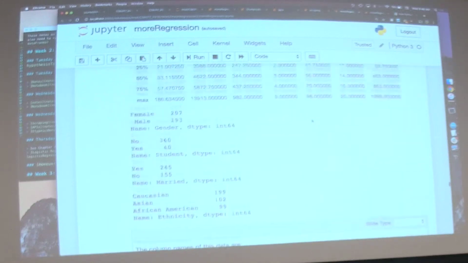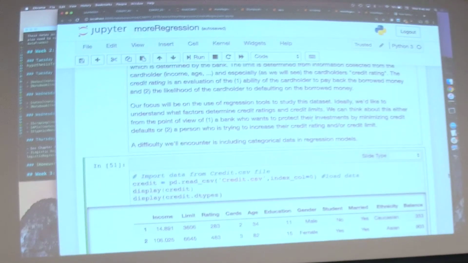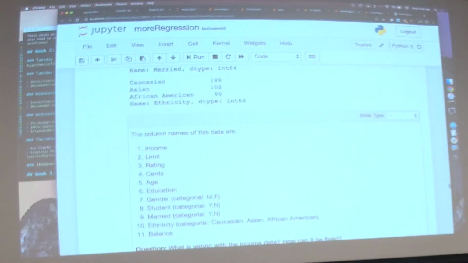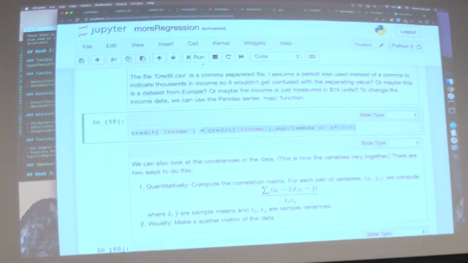You may also want to do this scaling of the income. It shouldn't matter, it would just affect the scale of the coefficient, but you might add that in.